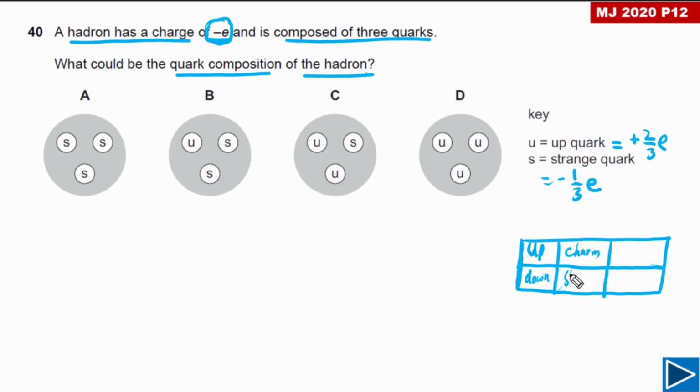And we have strange quark. So this is strange quark. Then we have top quark and we have bottom one. So this is bottom quark. We can also write down the symbols for them.